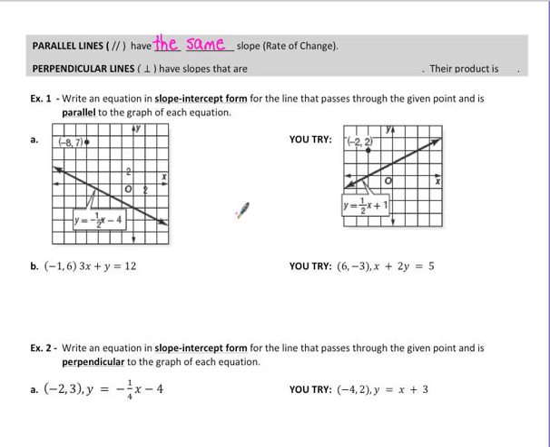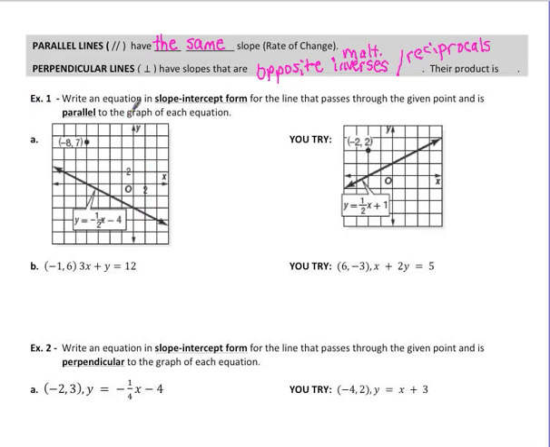And then perpendicular lines have slopes that are, we can call them opposite. That way we know that they have different signs. And I like to say the word opposite, and they're multiplicative inverses. So opposite multiplicative inverses. Or the other word we use for that is reciprocals. My handwriting's not great today.